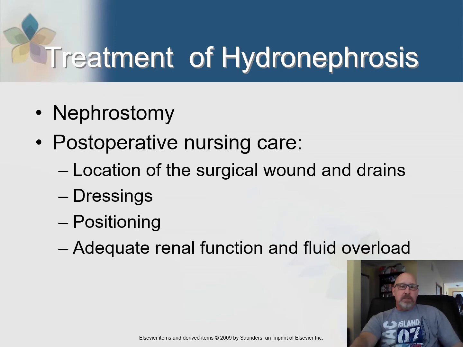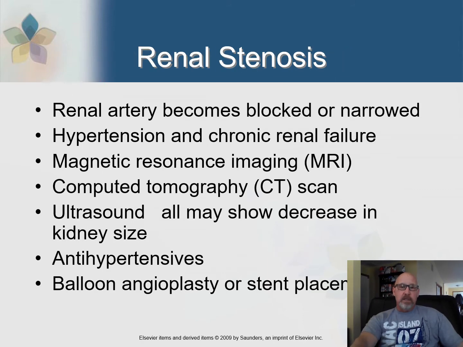So what would you do? Well, sometimes you might have to go in and remove the stone. Removing the obstruction is the best course of action. If you can't, you might have to do a nephrostomy, where you go right into the kidney itself to relieve the pressure. If you have renal stenosis, now that's not a blockage of the ureter. That's a narrowing or a blockage of the artery that's feeding blood to the kidney.